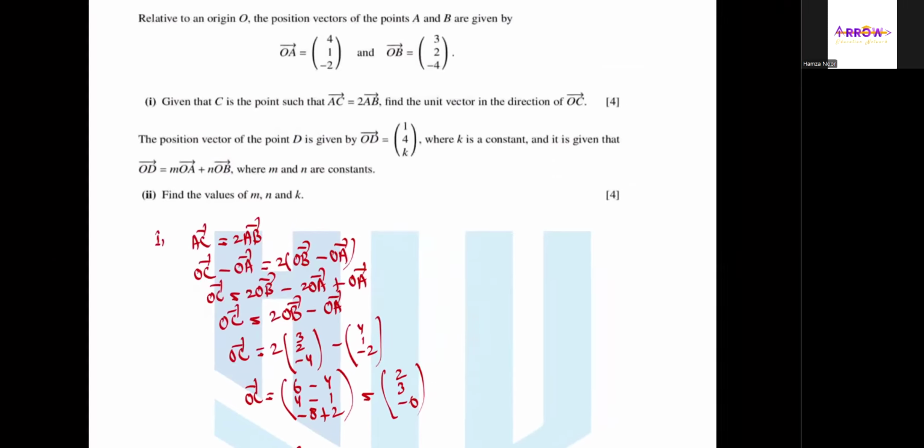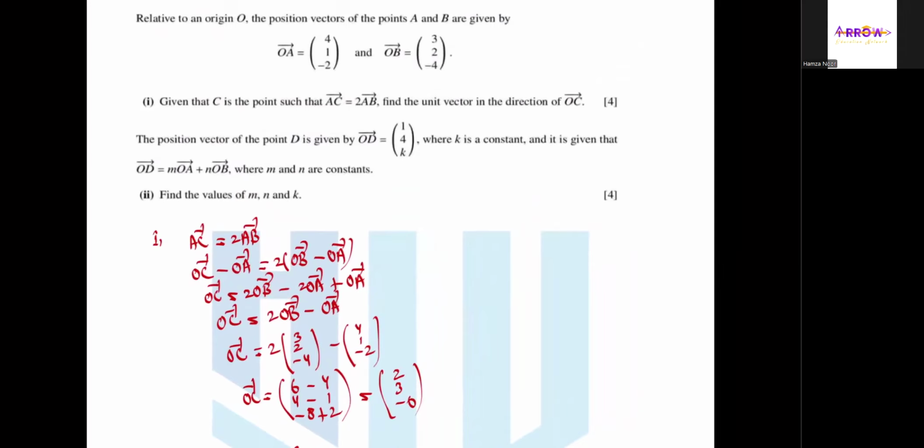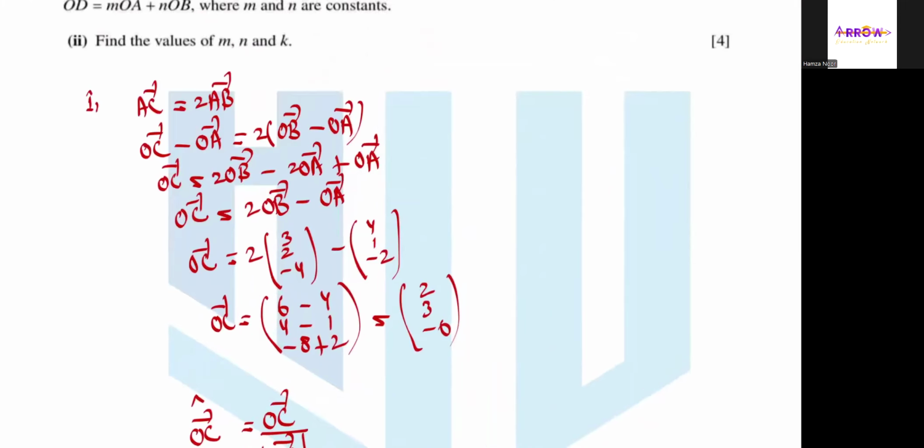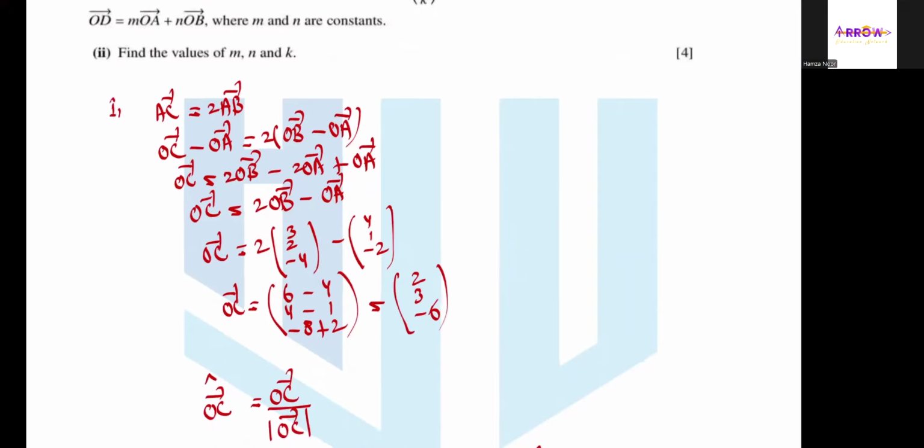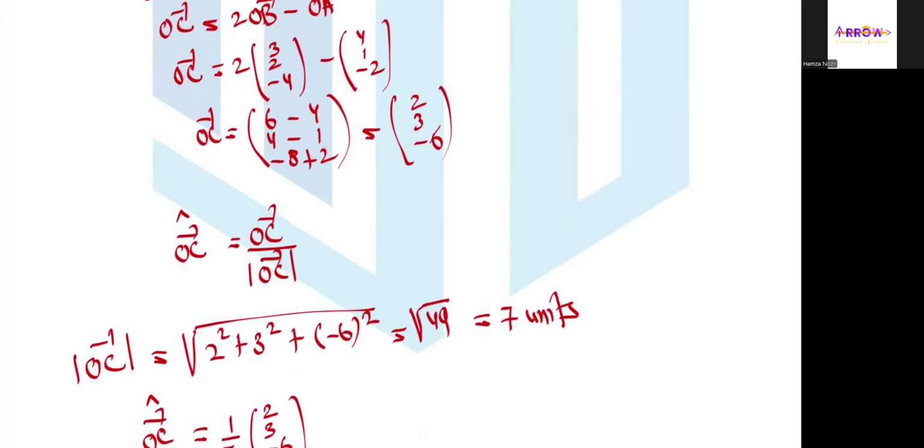So we are going to use these two vectors, OB and OA respectively, and therefore we can achieve the OC vector. The I component will be 6 minus 4, J component would be 4 minus 1, and K component would be minus 8 plus 2. So 2, 3, and minus 6. Here we have the OC vector.